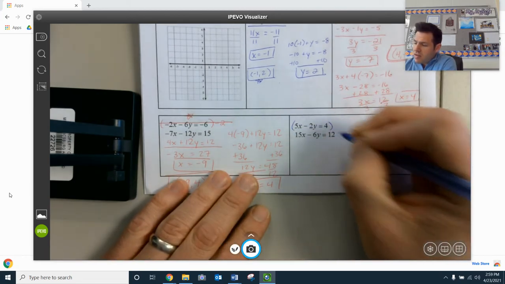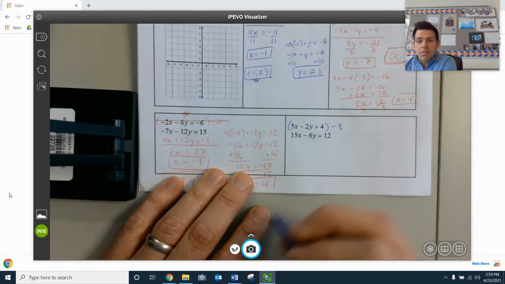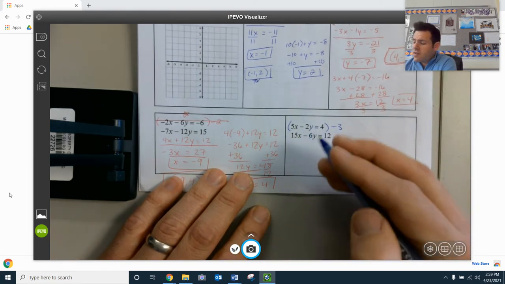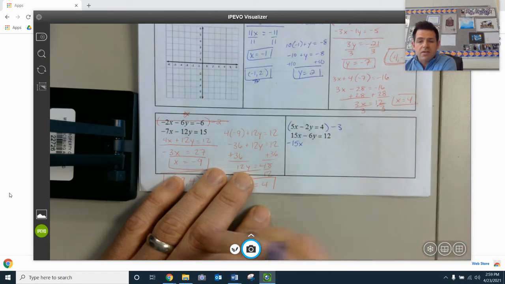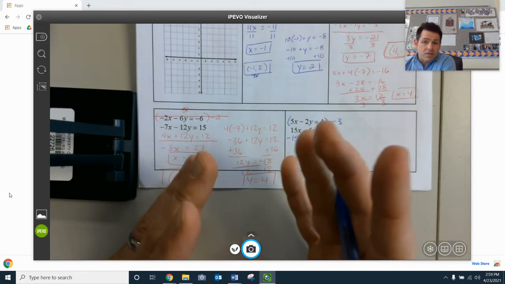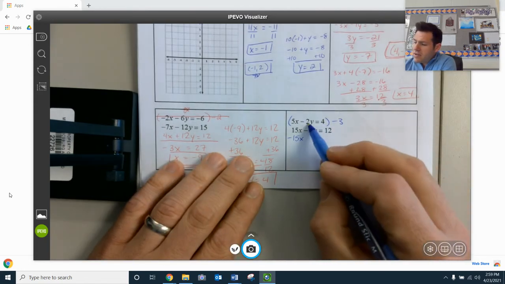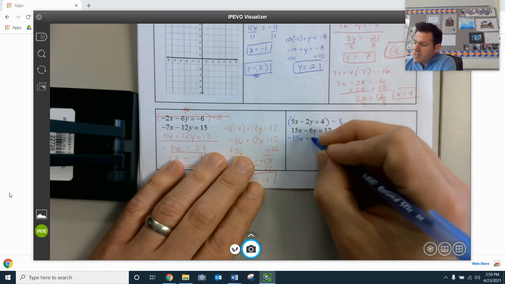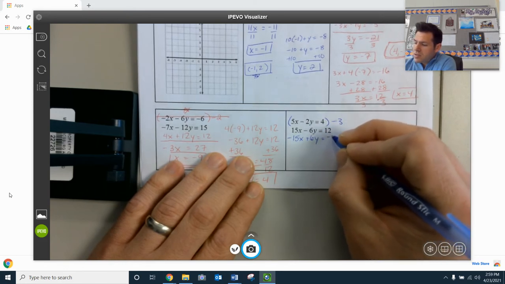So I know that if I want to do that, I would have to multiply the top equation by negative 3, because when I do that, negative 3 times that 5x would give me negative 15x, and the x values would eliminate out eventually. However, negative 2y times negative 3 is positive 6y. 4 times negative 3 is negative 12.